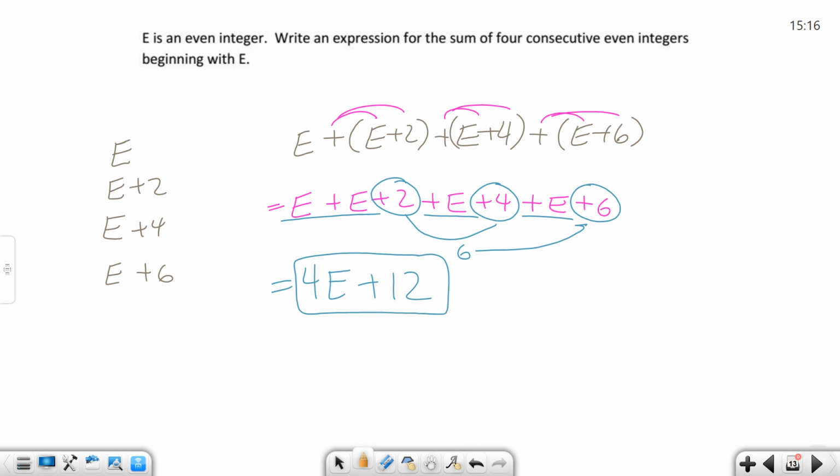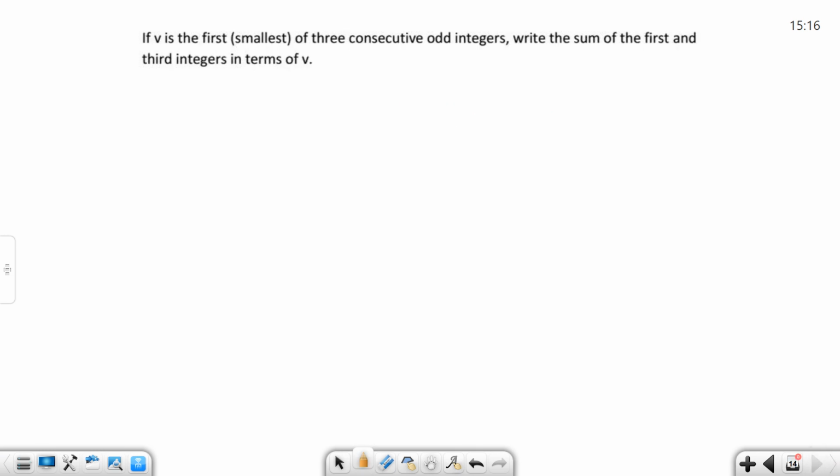So if v is the first or the smallest of three consecutive odd integers. So again, let's think about that. We have 3, 5, and 7. Or we have 11, 13, and 15. Or we have 127, 129, and 131. Those are three consecutive odd integers, right? How far apart are they? That's 2 apart and 2 apart. So even though it's odd, the setup is the same way.